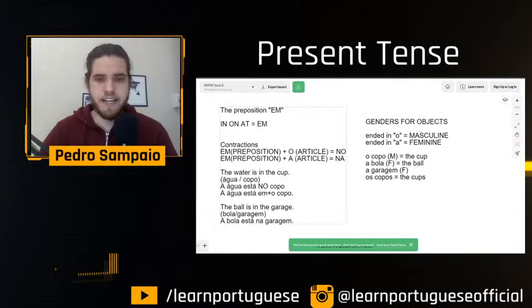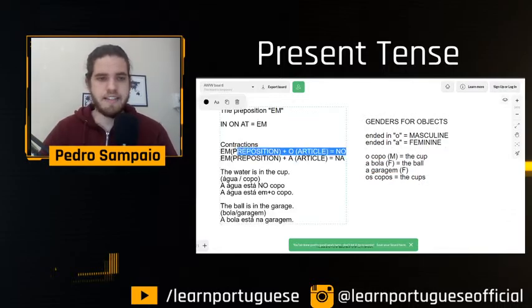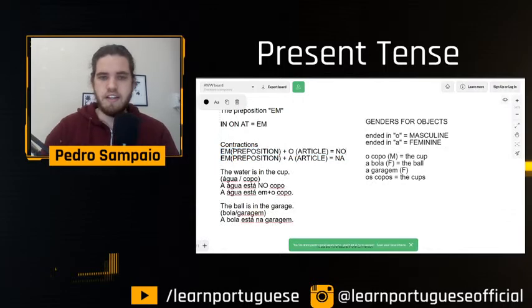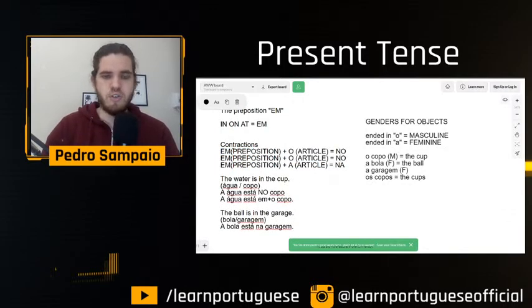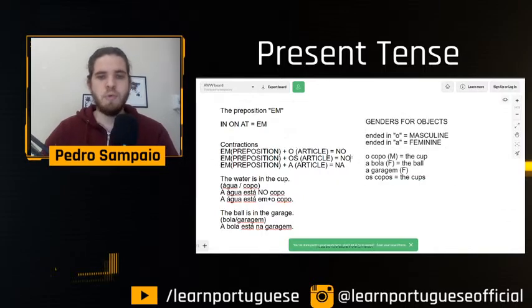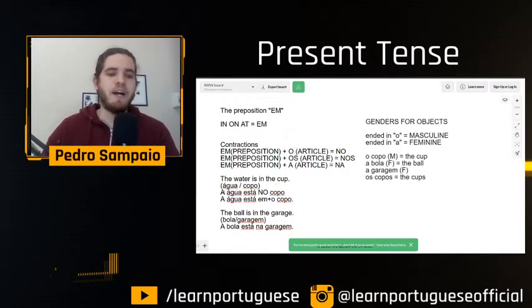then I would have to take the same contraction, but instead of using o, the article would be os, as you see here, os copos. We also need to flex the article to plural, and therefore em plus os would be nos. So if I say the water is in the cups, that would be a água está nos copos.